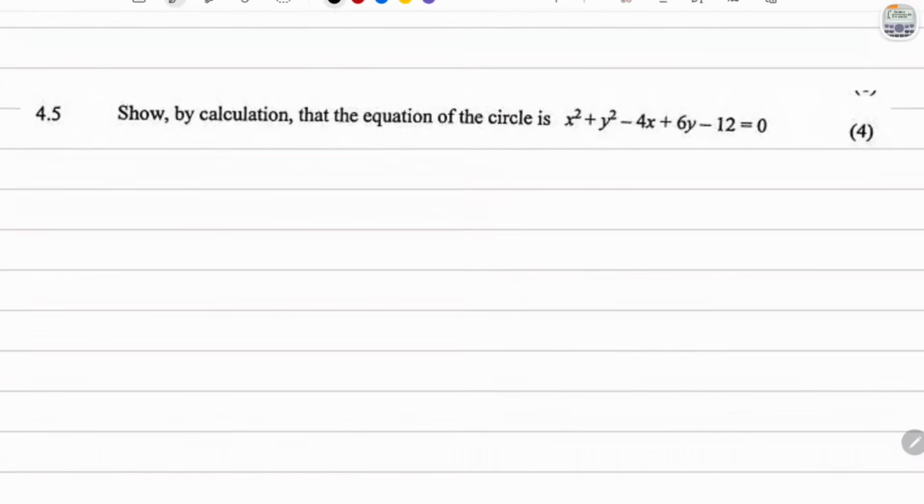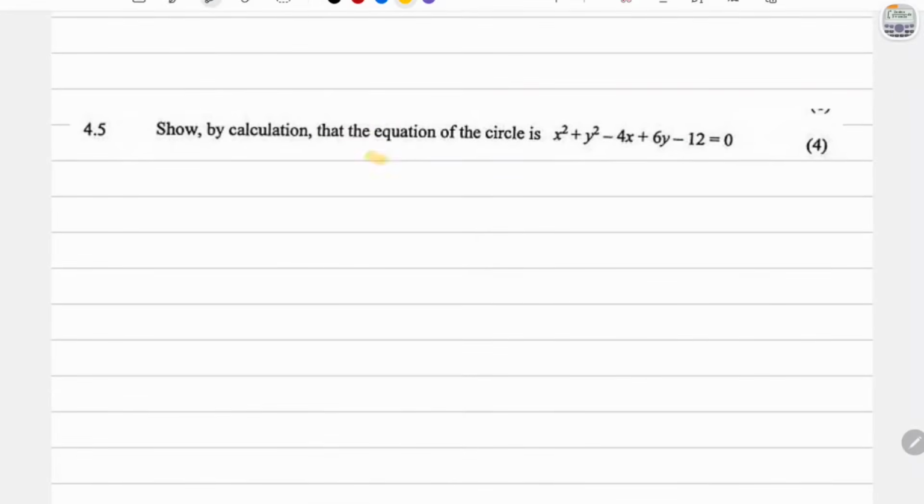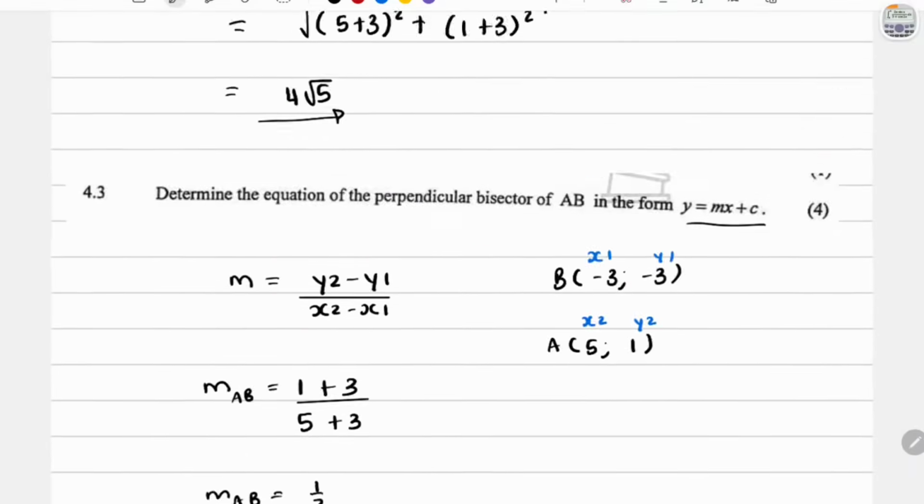Moving on to the next question, 4.5. 4.5 says, show by calculation the equation of the circle is x squared plus y squared minus 4x plus 6y minus 12 is equal to 0. So they really just want you to find the equation of the circle. You see, in a circle, all you need to find the equation is the center and at least 1 point on the circumference, and then you're good to go. But as you can see, the format they put it in, once we find it, we have to expand it. So let's go ahead and see.